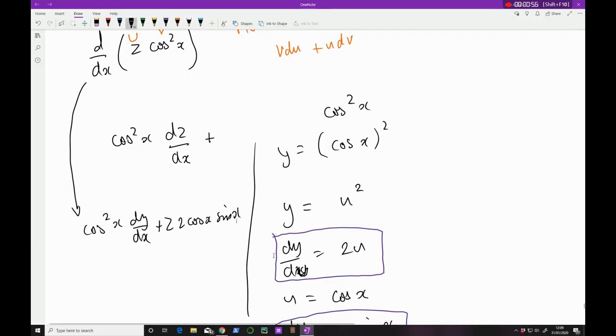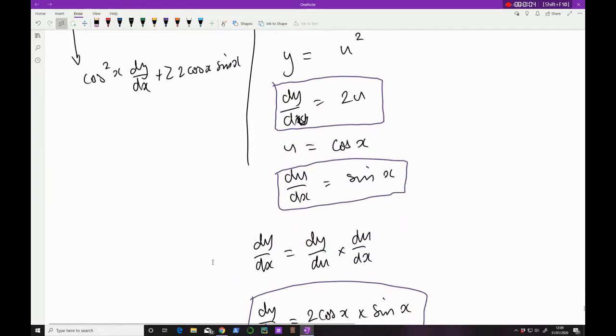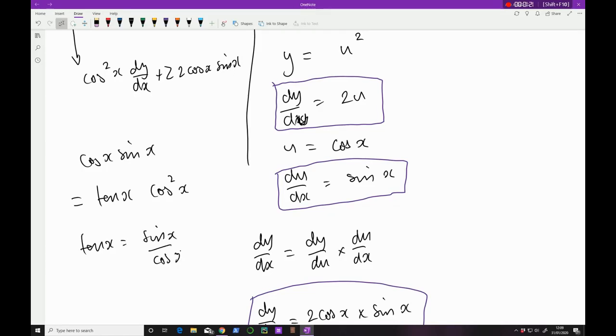You're probably wondering, hey, where's the tan? Well, cos x sine x actually equals tan x cos squared x, because tan x equals sine x over cos x. So when you put those two together, you just get sine x cos squared x. However, we're going to keep it in the form of tan x cos squared x, okay?